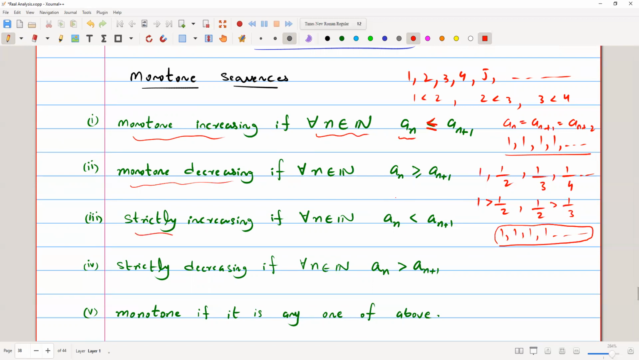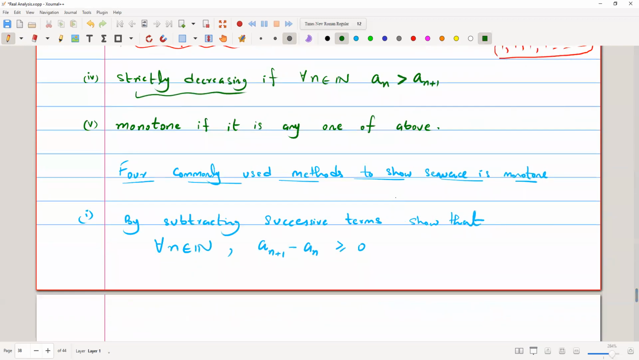All right, then we have strictly increasing sequences. The term strictly suggests that an should now be strictly less than an plus 1. We discussed this case here. Here we have the strictly decreasing case, and every term is less than its successor. So it's strictly increasing. And for strictly decreasing, again, we have an strictly greater than an plus 1. As in this case, we can see that every successor is less than its predecessor, right? And then we have monotone if it's any one of the above. So you say it's monotone, right?